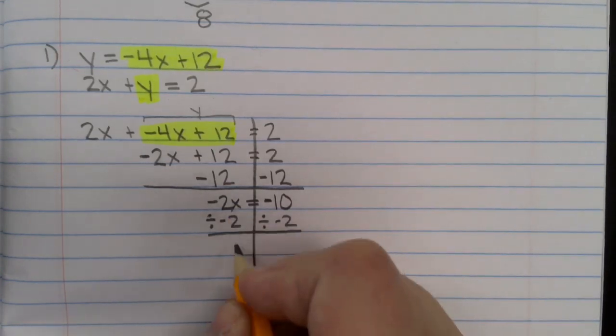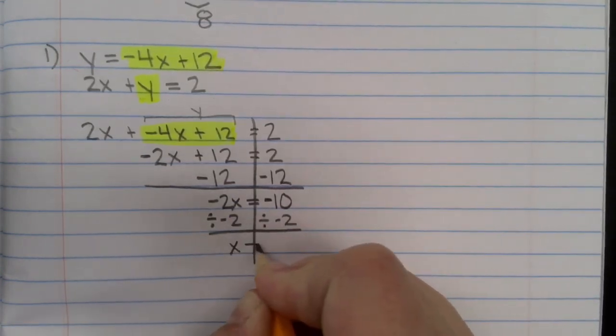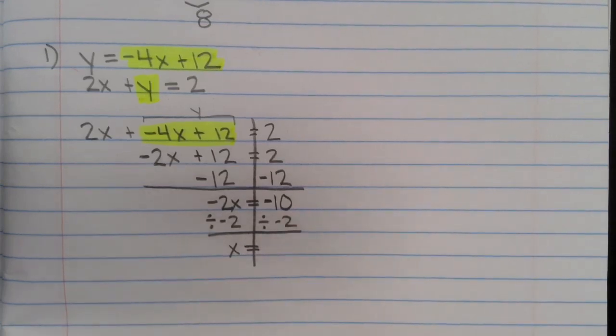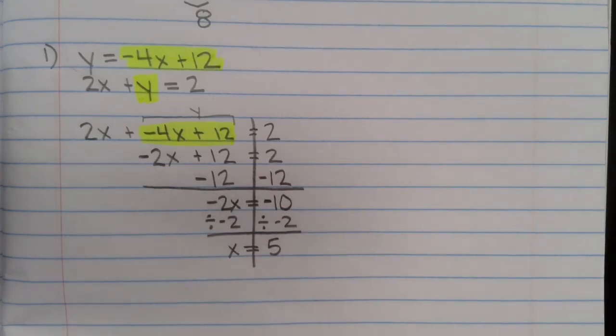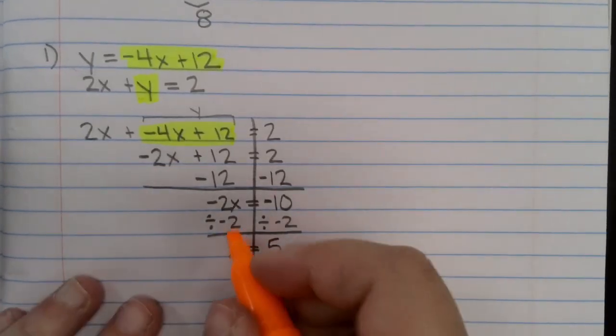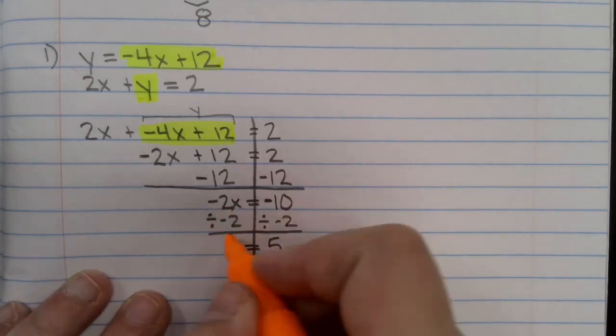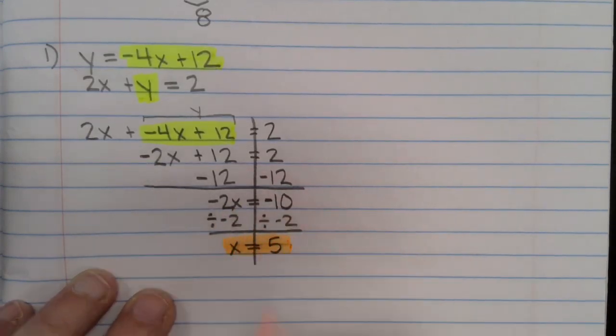All right, so when we divide by negative 2, we just get x. Negative 10 divided by negative 2 is positive 5. I'm going to switch up my highlighter colors. I'm going to use orange for that one. X equals 5. Now, is that my solution, my answer? Yes.